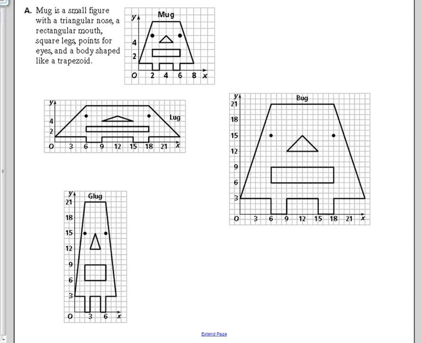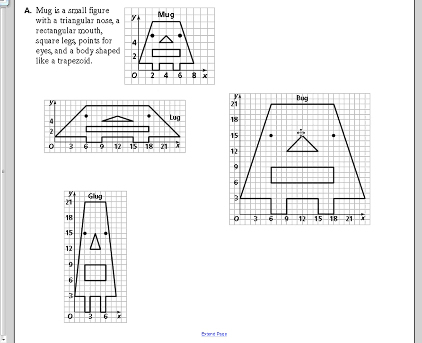All right. Here are the answers to the questions that I sent you home with from yesterday. Mug should look like this. Lug is all stretched out. When it was multiplied 3x and y stayed the same, he's not taller at all than Mug, but he is stretched out from side to side. He's 3 times wider than Mug because we multiplied 3 times x.